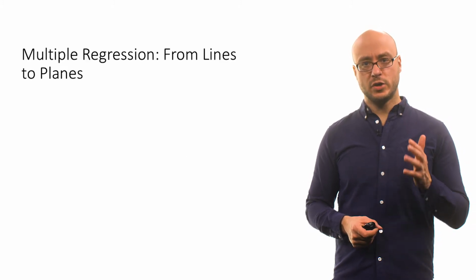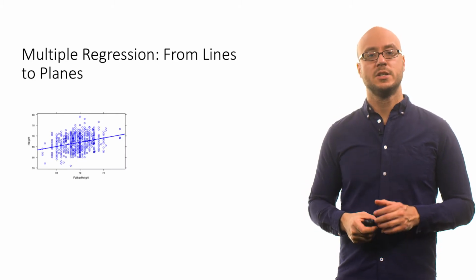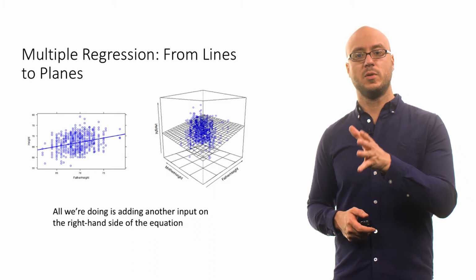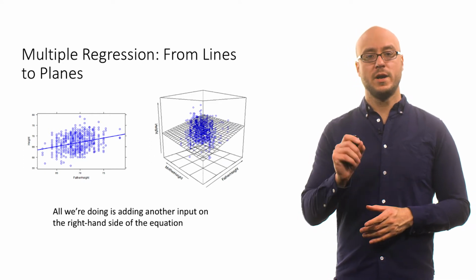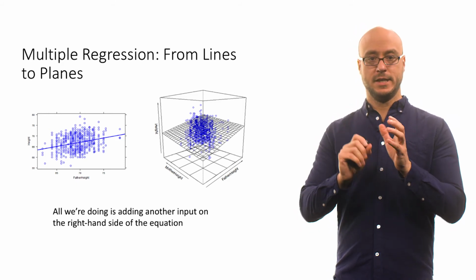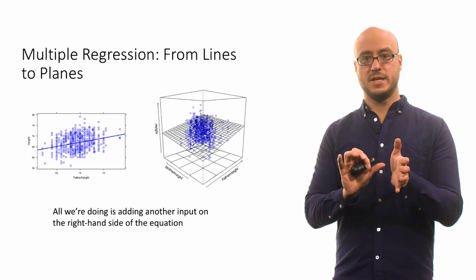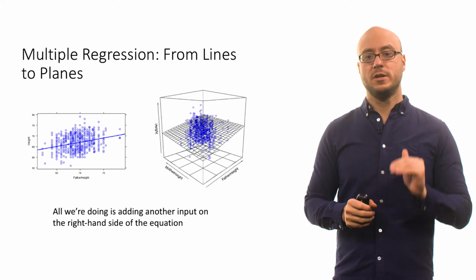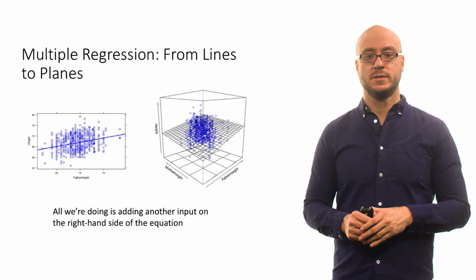Conceptually and visually, you can think of multiple regression as going from lines to planes. Here we have a simple linear regression line, and then we have a multiple linear regression plane. The idea is that with one x variable and one y variable, you have a scatter plot of data and you're just trying to fit a line. When you have two x variables and one y variable, you actually have a cloud of points, and what you want to do is fit a plane through that cloud of points.